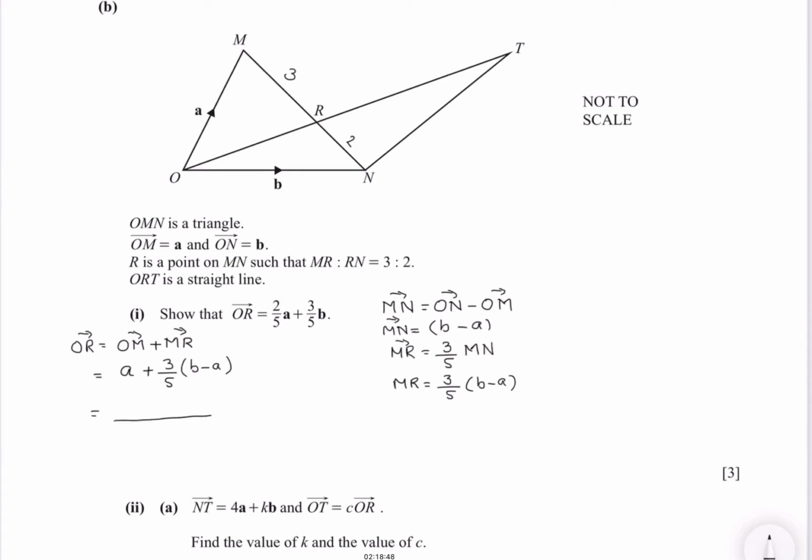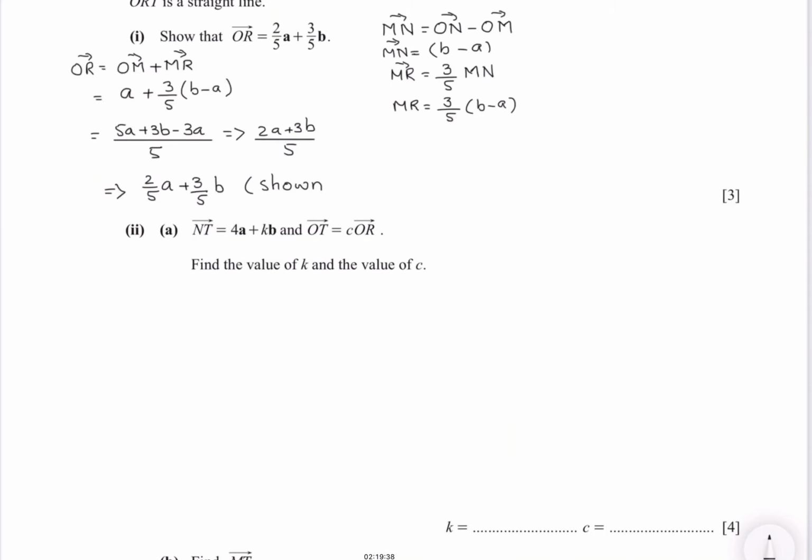And now simplify this. Take the LCM 5. So 5A minus 3B minus 3A. So this is 2A plus 3B over 5. Or you can say 2 over 5 A plus 3 over 5 B. Shown. Part 2A, NT equals 4A plus K times B and OT equals C times OR. Find the value of K and the value of C.